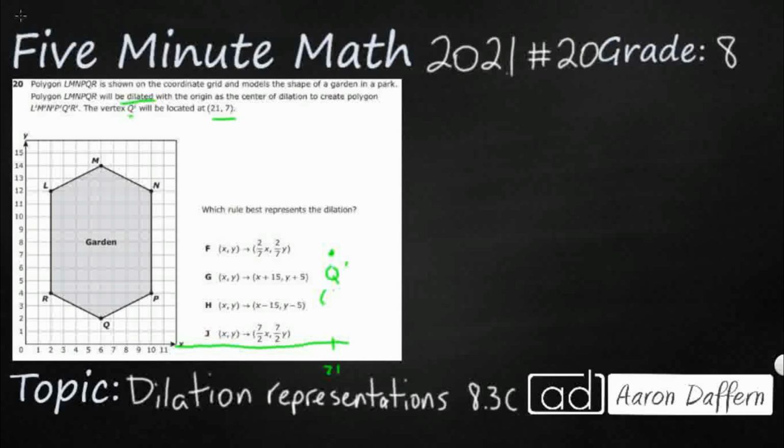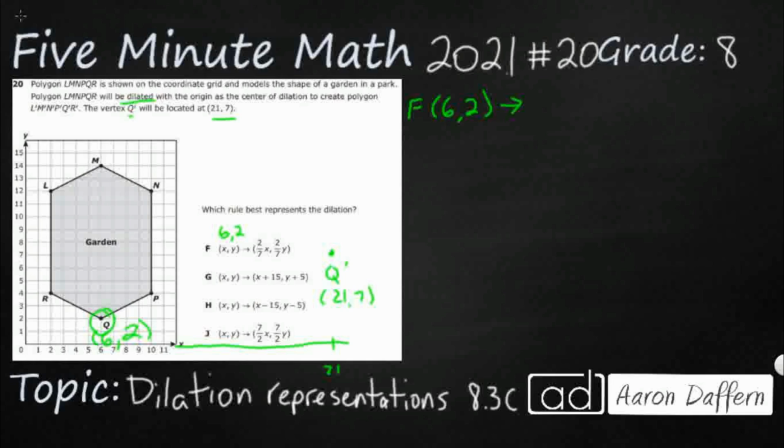Q prime (21, 7). So this Q right here, which originally is at (6, 2), is going to move over to (21, 7). How we get it over there, we'll have to see. We've got our algebraic expressions here. We just need to use a little bit of reasoning. Let's start with F. This (x, y), we need to replace it with our Q, so we're going to put in (6, 2). That's step one. We need to see what gets us to that (21, 7).